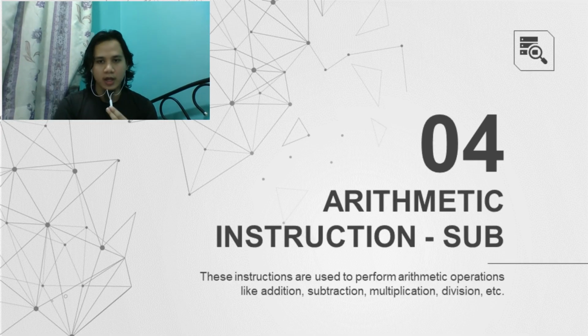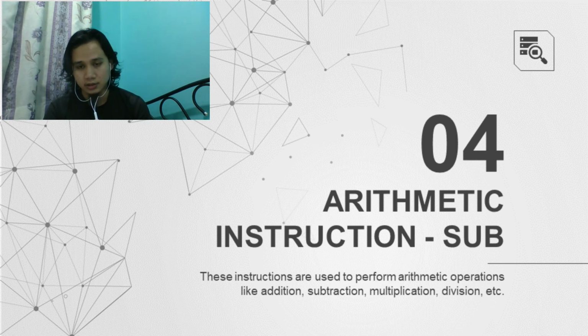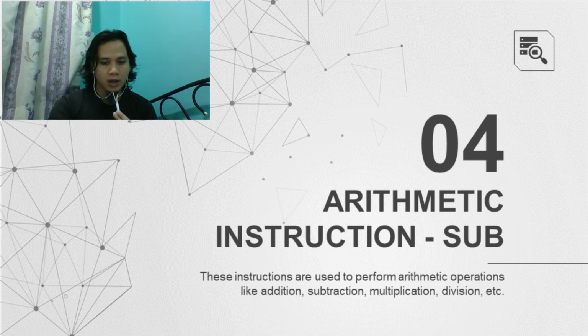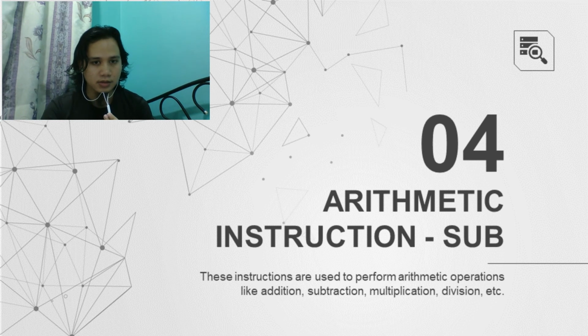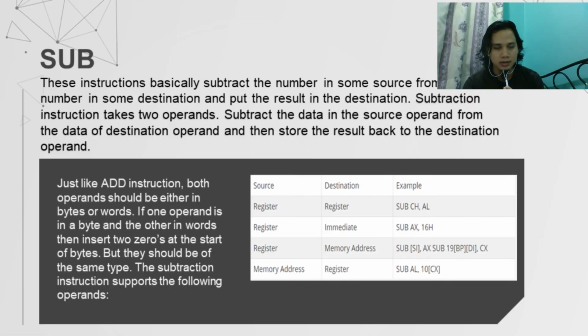Next part, we have the arithmetic instruction with code SUB. Sub instructions basically subtract the number in some source from the number in some destination and put the result in the destination. The subtraction instruction takes two operands, which subtract the data in the source operand from the data of the destination operand and then store the result back to the destination operand.